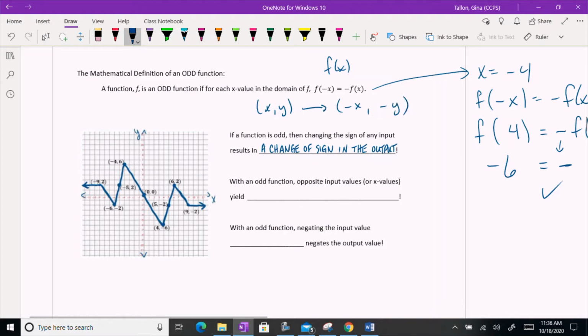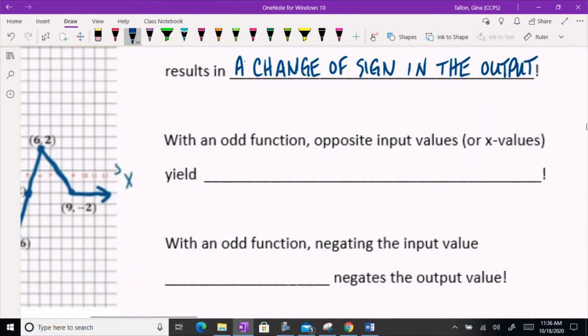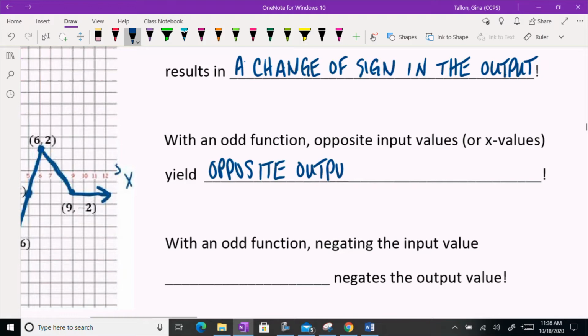Suppose I should go back up there and do that for even, but I'll do that in just a minute. Okay, with an odd function, opposite input values, or x values, yield what? And yeah, I hope you say opposite output values. So let's go ahead and write that, opposite output values. And in parentheses, I'm going to just say or y values. Okay, opposite y values. If you change a sign or you talk about the opposite input value, then you have to talk about the opposite output value.